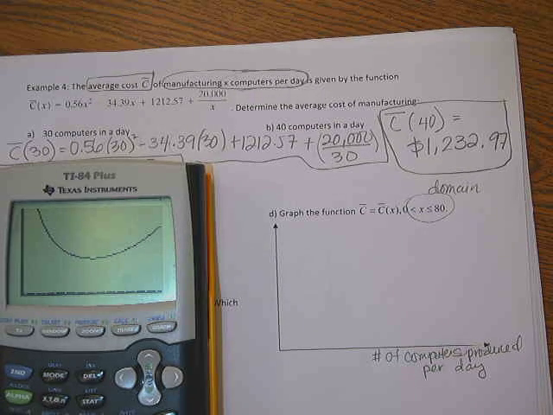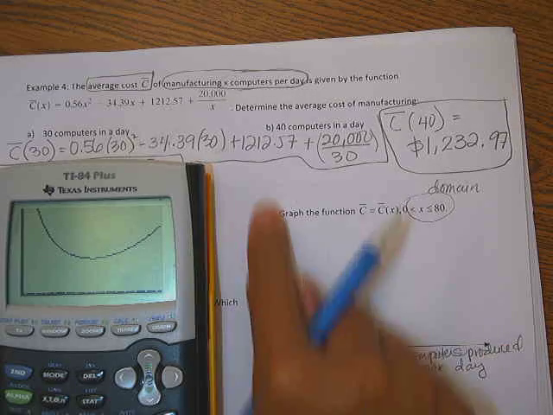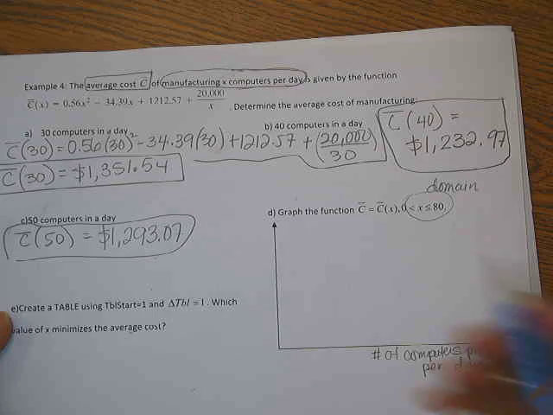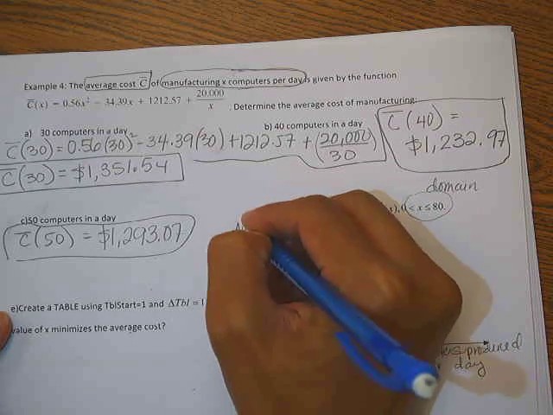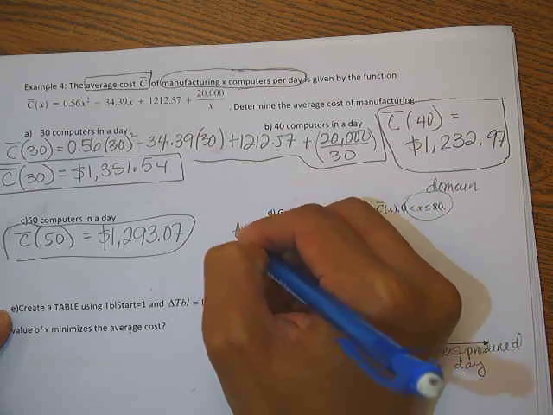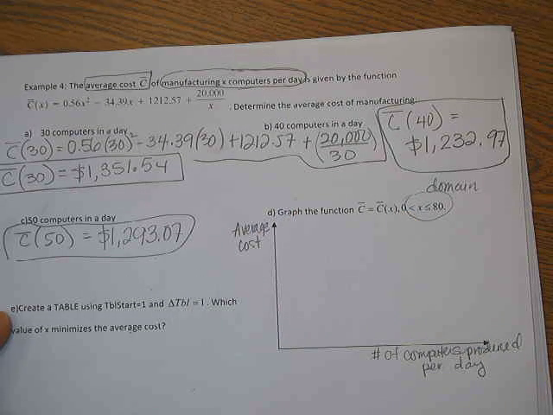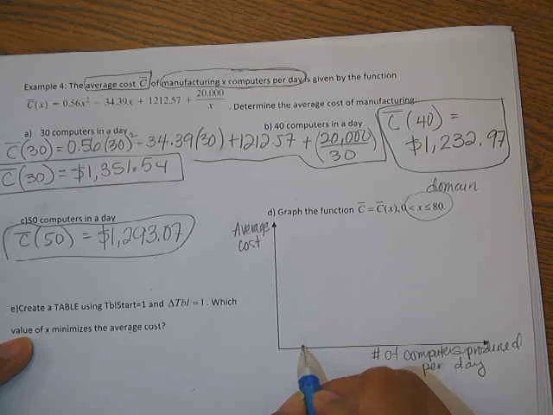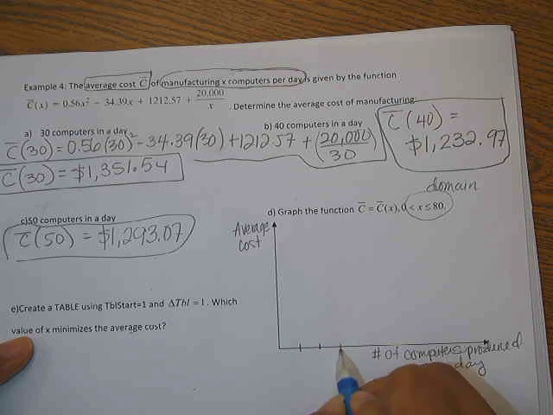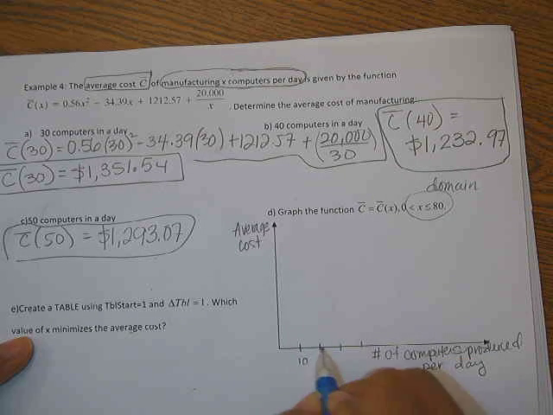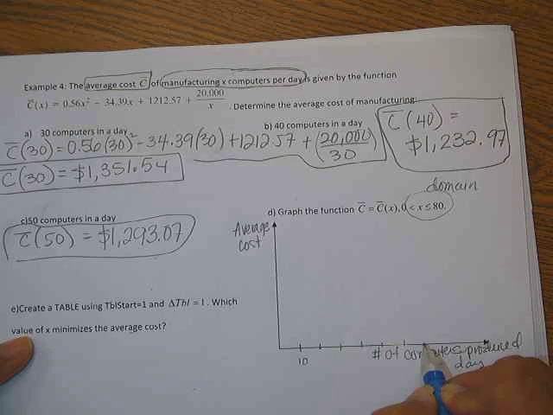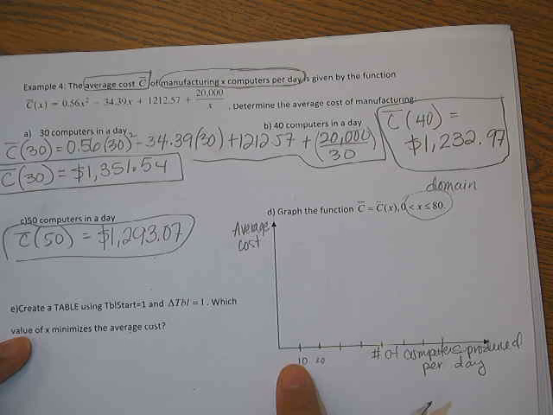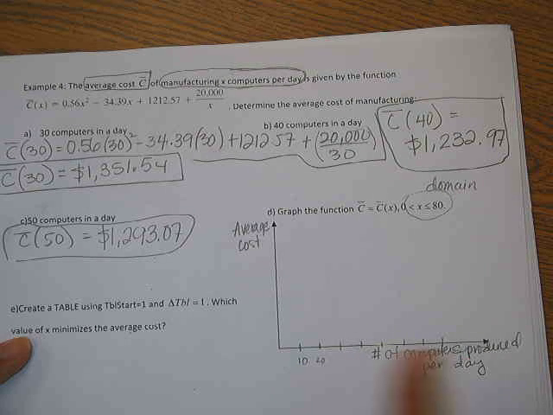Okay, that's your X. Now the output, which in this case is your C of X, represents average cost. Because my domain, the input, was from 0 to 8, I'm just going to make 8 tick marks, with each one being 10. So 10, 20, 30, 40, 50, 60, 70, 80. And if you have tick marks that are not 1 unit, then you have to label a couple of them.